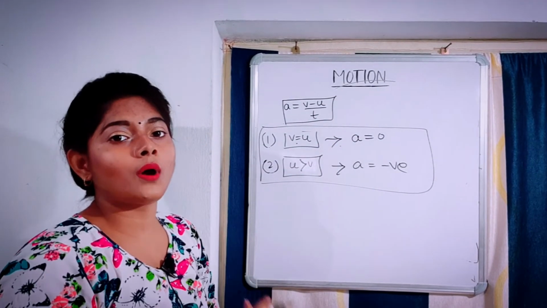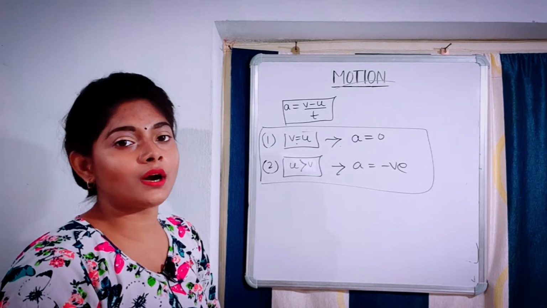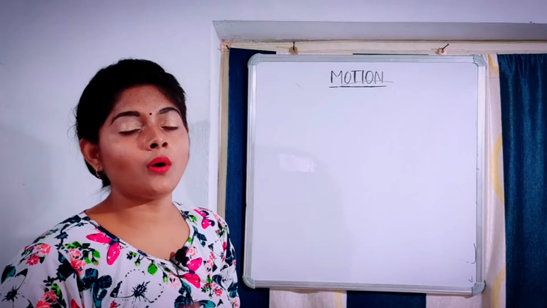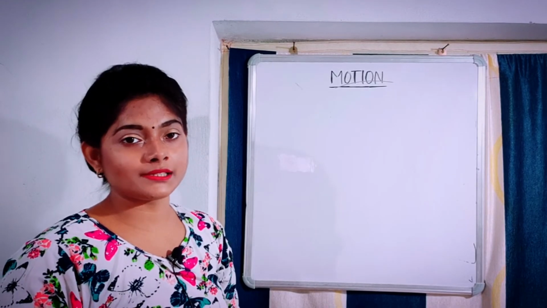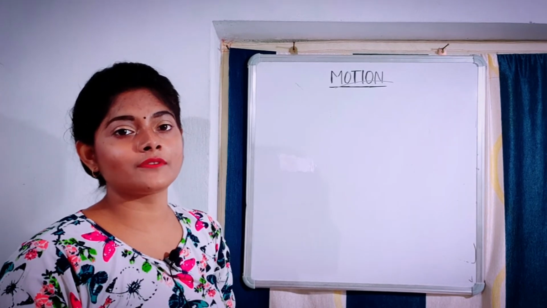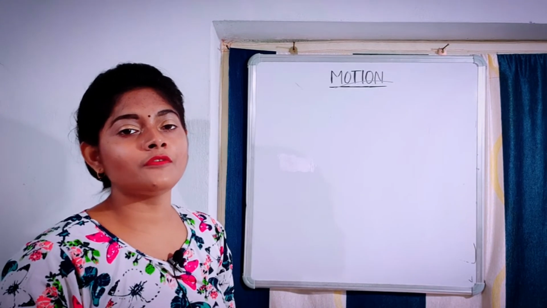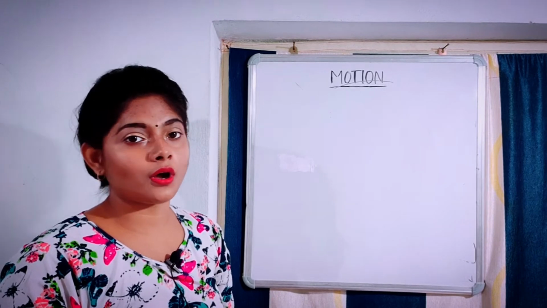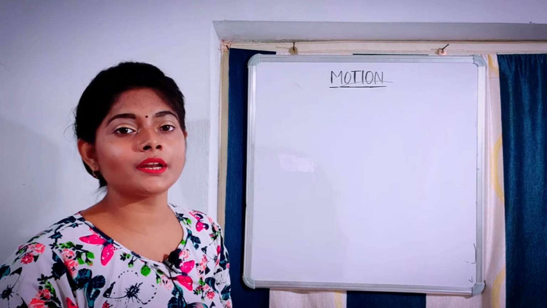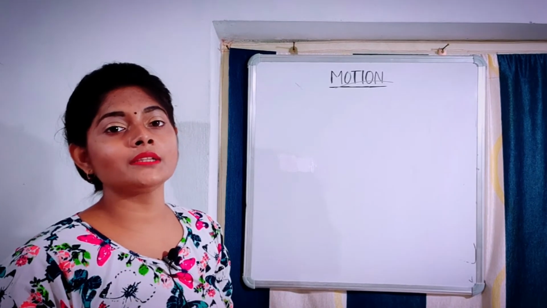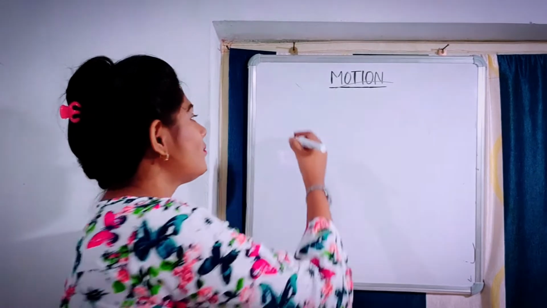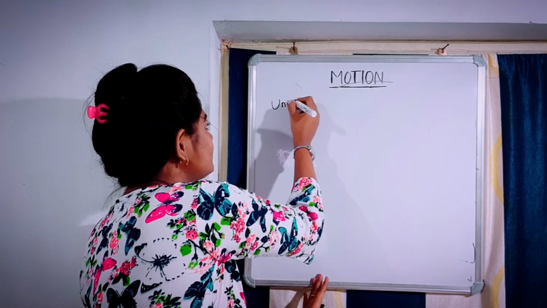Now we will see what is uniform acceleration and what is non-uniform acceleration. What is uniform acceleration? Equal change of velocity in equal interval of time is known as uniform acceleration. And what is non-uniform acceleration? Equal change of velocity in unequal interval of time, or unequal change of velocity in equal interval of time. So now let's write that. What is uniform acceleration?